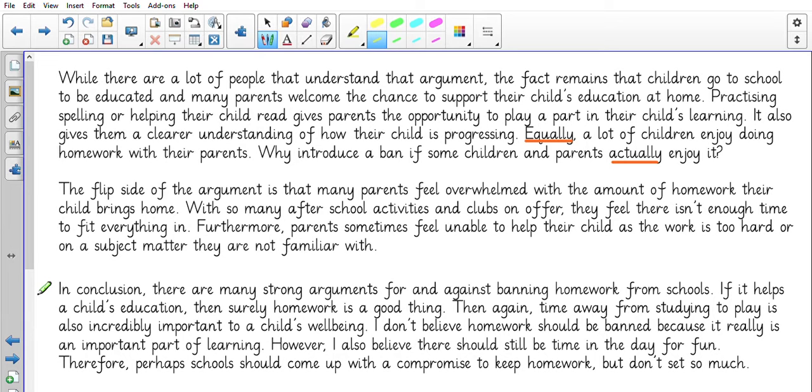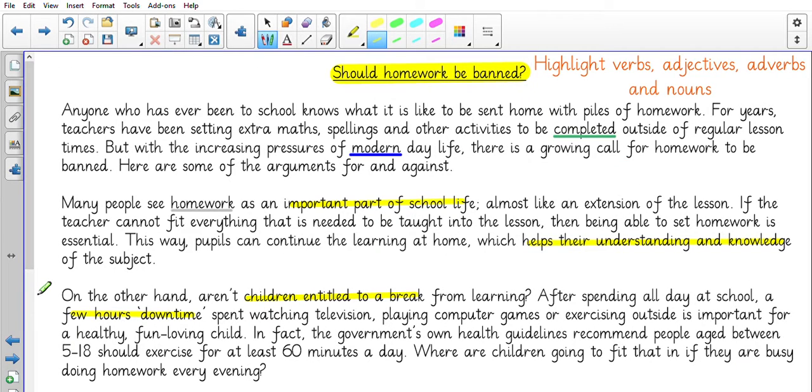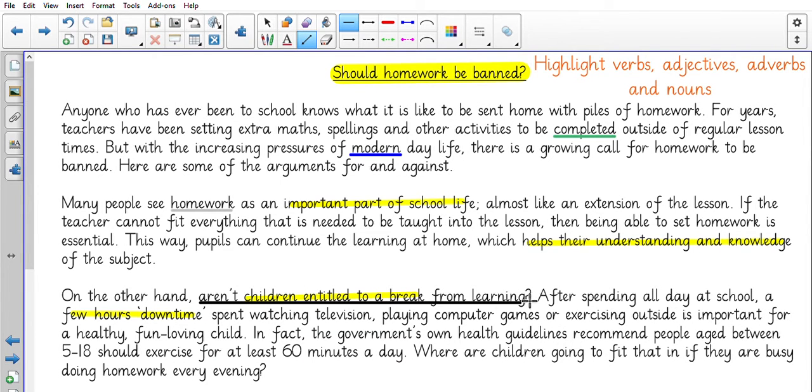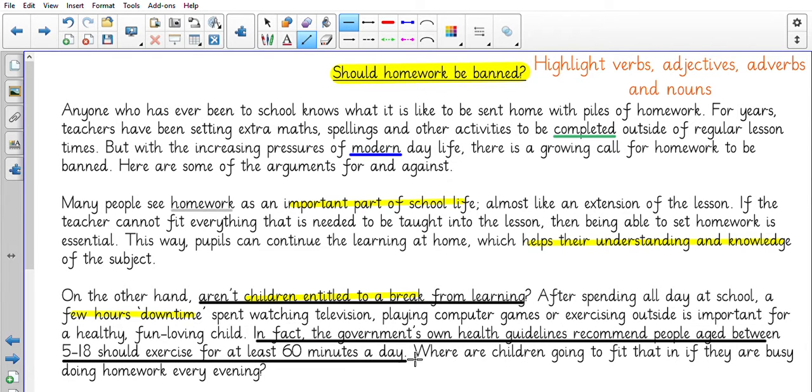Okay, so that's a very well written argument. And something that you might want to take away from that, something that I think is quite important, is they have used a question, a rhetorical question, aren't children entitled to a break? And they've also used statistics and facts, okay? Which makes people think, oh, well, if it's factual, it must be true. And this one is written from the government. So you might want to magpie for that for your own writing.